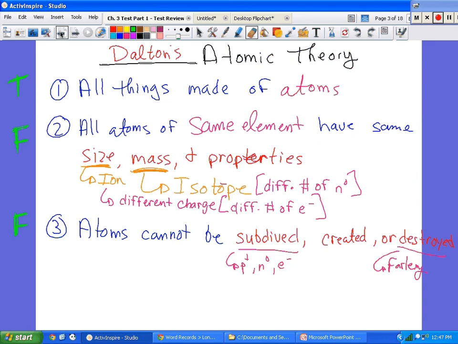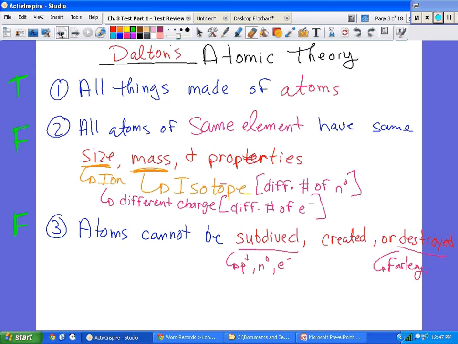Okay, the next. Atoms cannot be subdivided. Well, that's false, because there are smaller things in atoms? Yeah, well, protons, neutrons, electrons. So it can be subdivided. They can be created.